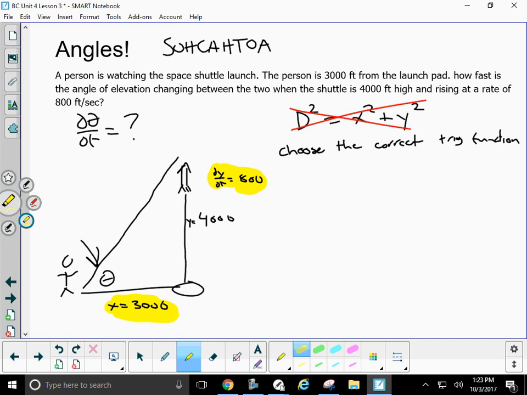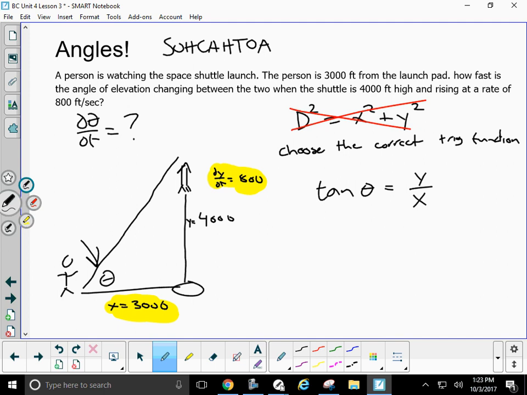Y, x, which trig function will help me get a theta and uses x's and y's? Tangent. Good. We're thinking about it the right way. So we'd say the tangent of an angle is equal to the relationship between the opposite, which in this case will always be the vertical y, divided by the adjacent, which in this case will always be x. Okay? Good. This is just for any tangent of any angle, it is equal to this ratio.